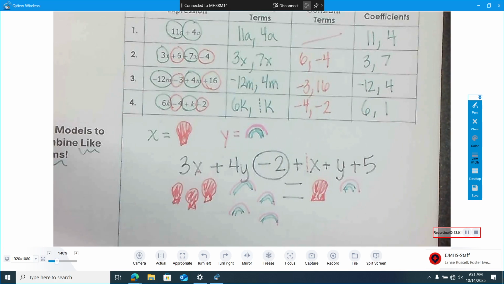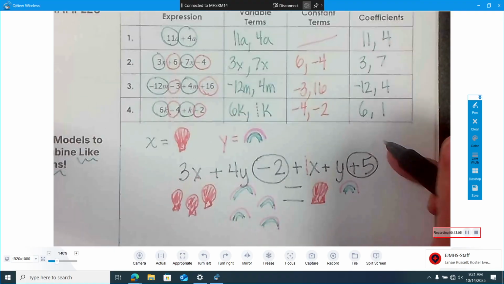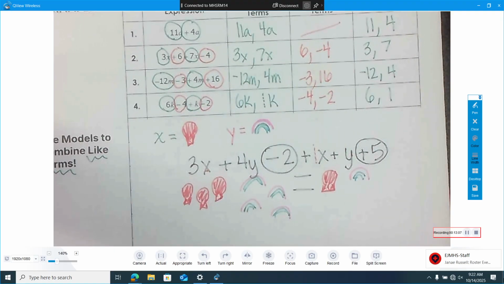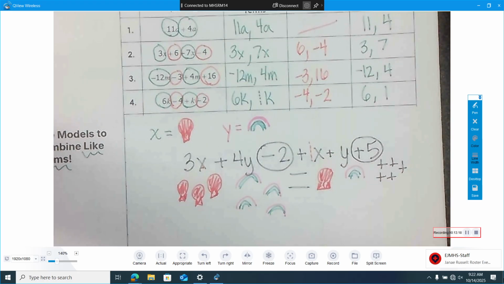Okay. All right, and last but not least, here I have a +5. What am I going to do to represent +5? 5 positives. Yeah, 1, 2, 3, 4, 5 little positive signs. 5 little positive units, if you will.